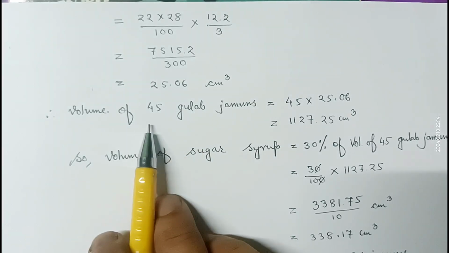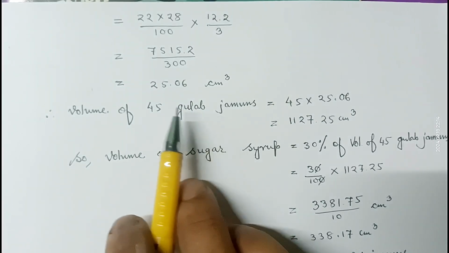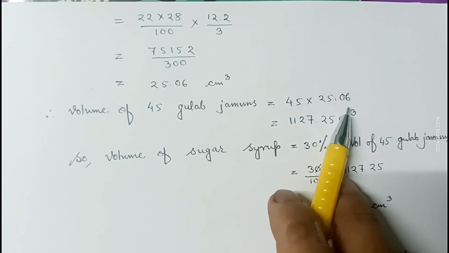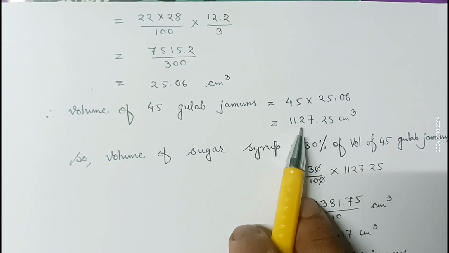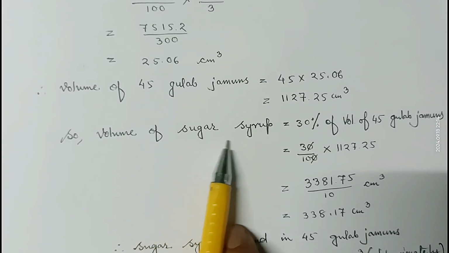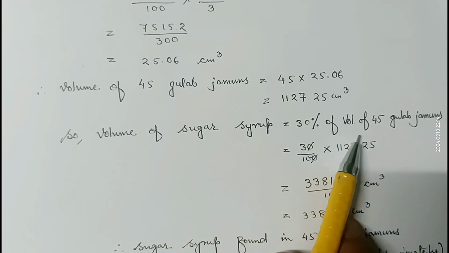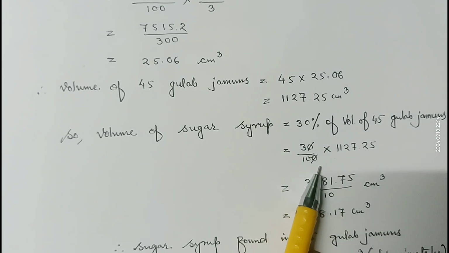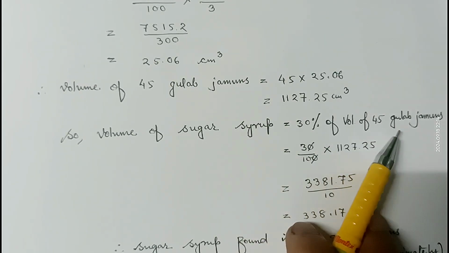Now we have to find the volume of 45 gulab jamuns. So we need to multiply this value by 45. So 45 into 25.06 will give 1127.25 centimeter cube. As given in the question, volume of sugar syrup is 30% of the volume of 45 gulab jamuns. So 30% means 30 by 100 into volume of 45 gulab jamuns.